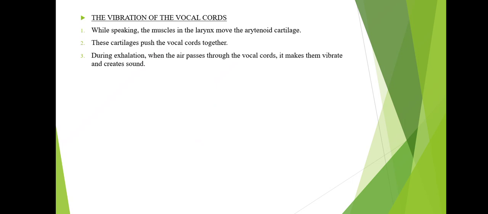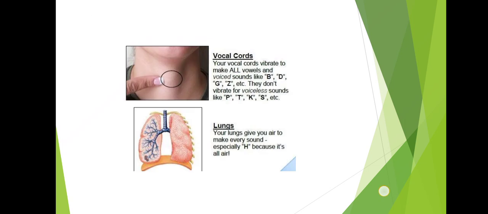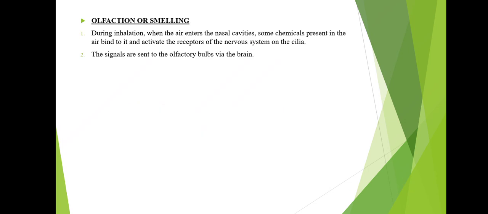The vibration of the vocal cords. While speaking, the muscles in the larynx move the arytenoid cartilage. These cartilages push the vocal cords together. During exhalation, when the air passes through the vocal cords, it makes them vibrate and create sound. Olfaction or smelling. During inhalation, when air enters the nasal cavities, some chemicals present in the air bind to it and activate receptors of the nervous system of the cilia. The signals are sent to the olfactory bulbs via the brain.